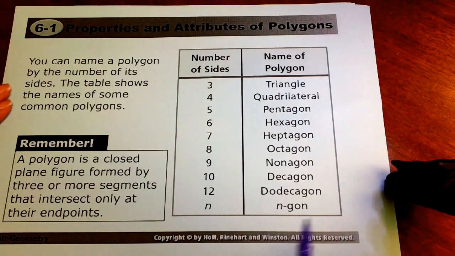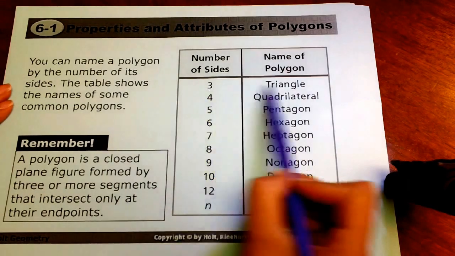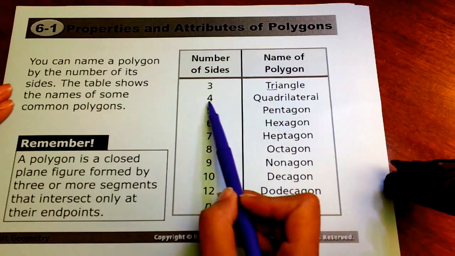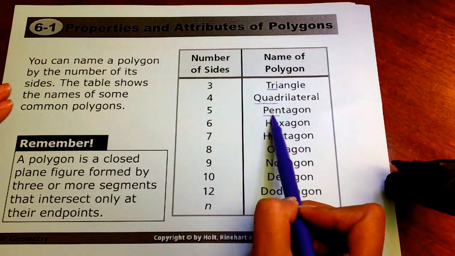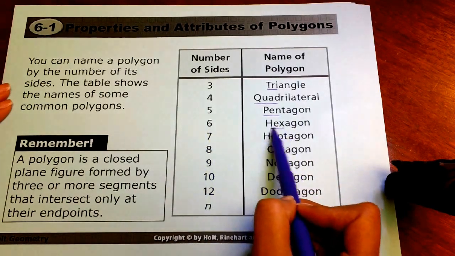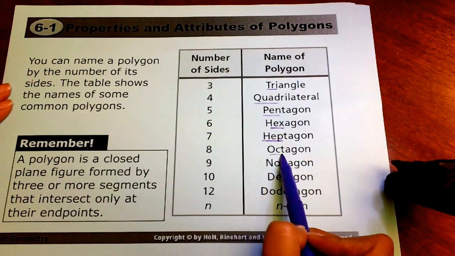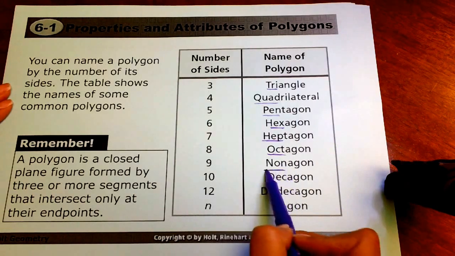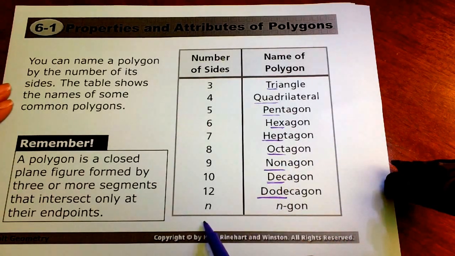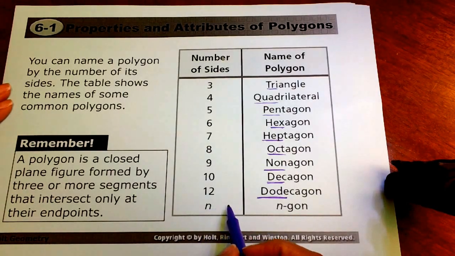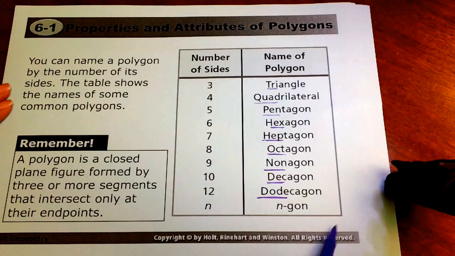You can name a polygon by the number of sides that it has. If it's 3, it's a triangle, because tri means 3. 4, quadrilateral, quad means 4. 5, pentagon. 6, hexagon. 7, heptagon. 8, octagon. 9, nonagon. 10, decagon. 12, dodecagon. And once you start getting into larger numbers, we just call it an n-gon. So if we're talking about something with 56 sides, we're going to call it a 56-gon.